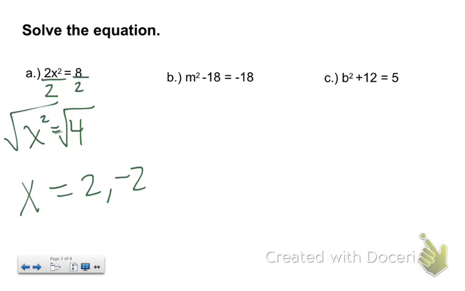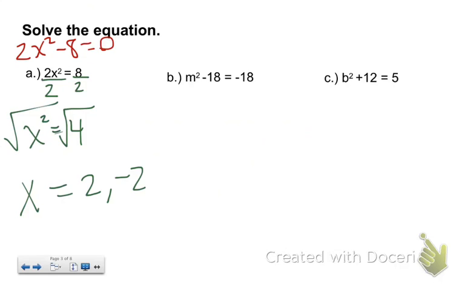Okay, so if we were to graph this, we'd have to subtract 8 from both sides. 2x squared minus 8 equals 0. And if we were to graph this, we would see that it would cross the x-axis at positive 2 and negative 2.